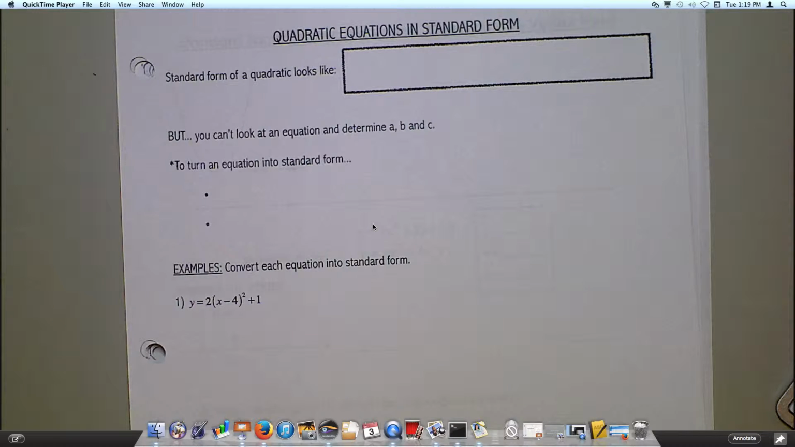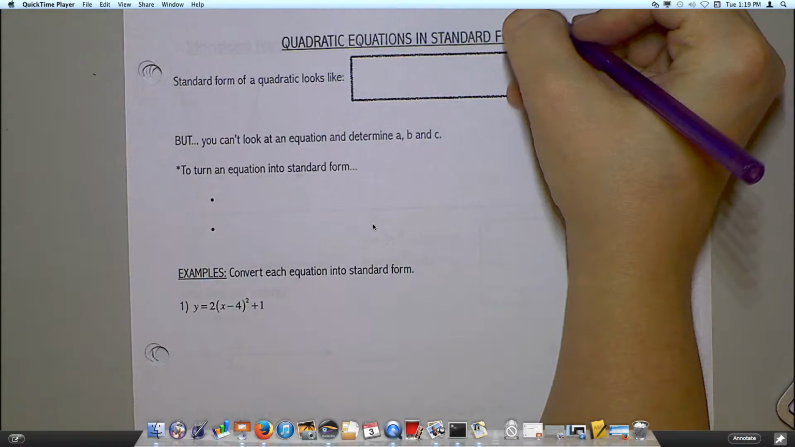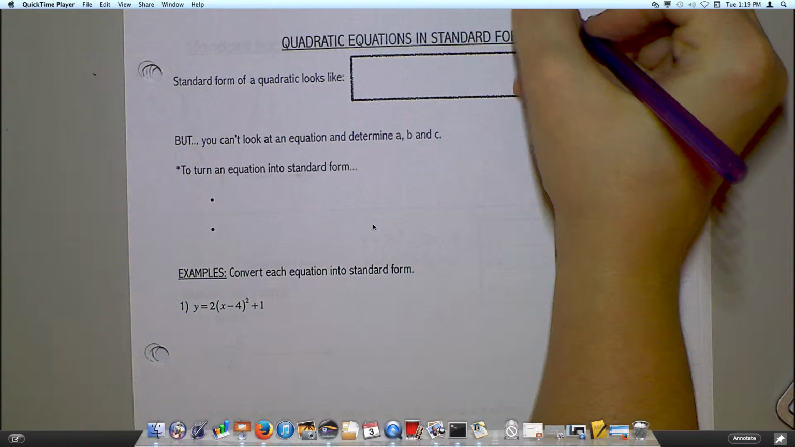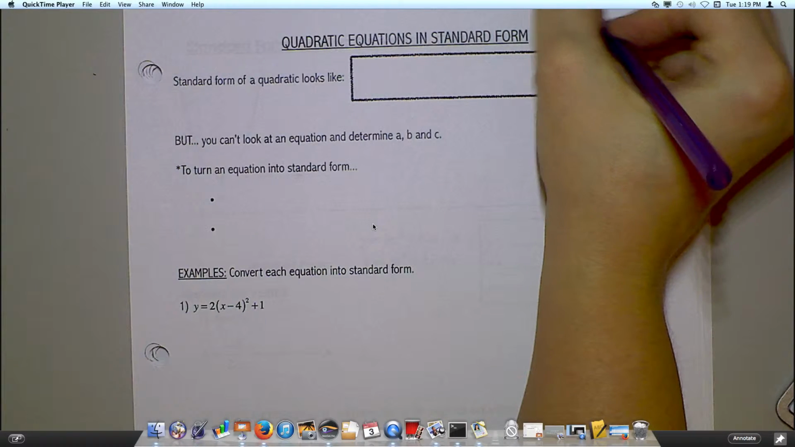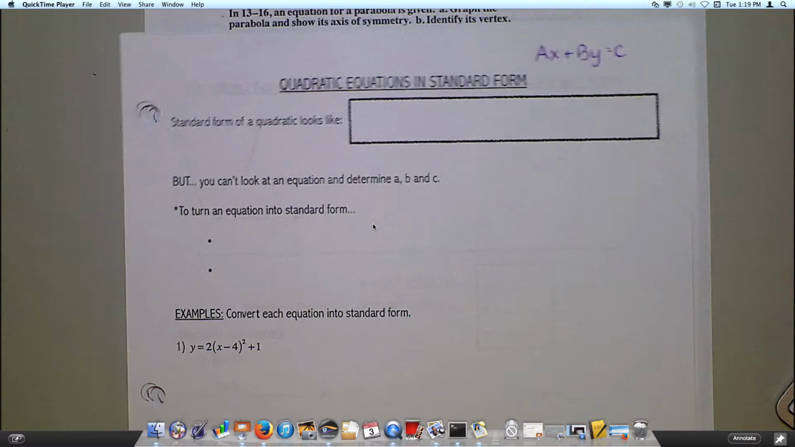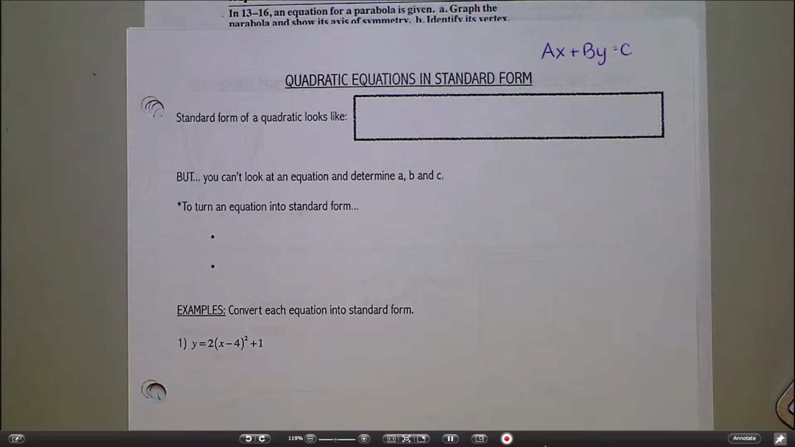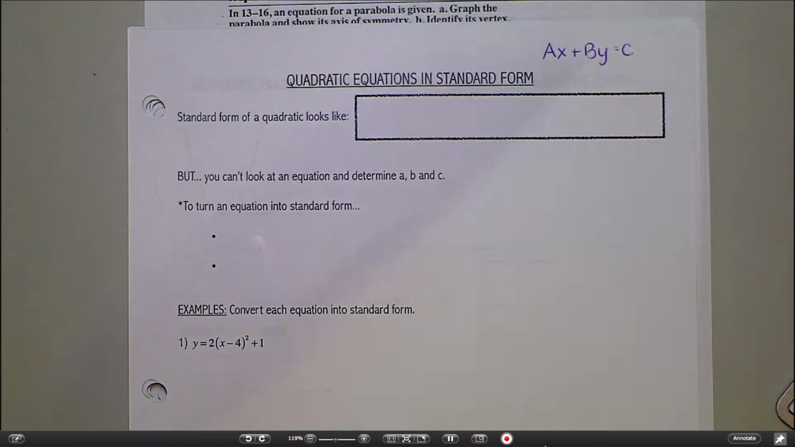You may remember we have standard form of linear equations that look like this: Ax plus By equals C. Does that ring a bell at all? Even if it doesn't, that's okay. I just wanted you to see the similarities between this and what your new standard form is going to look like. In this standard form, A, B, and C were all numbers. You're going to have that same thing here.